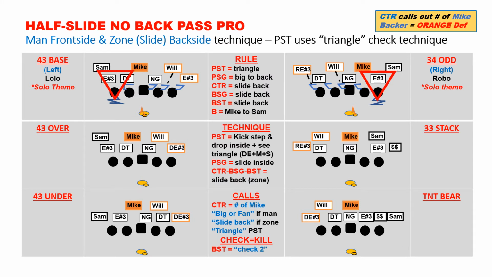So here's a diagram of it. You can see in the upper left versus a 43, the left side tackle is the play side tackle. That would be a Lolo call. And then he essentially is going to just kick step, get some depth, but read the defensive end, the Mike and the Sam, and basically take the first one that's going to threaten that pocket pass by the quarterback. The right gives you an odd look, and then that would be a Robo call with the triangle technique by the right play side tackle.